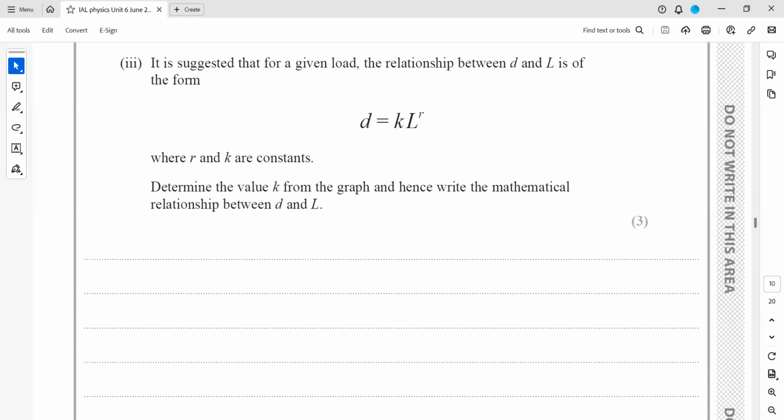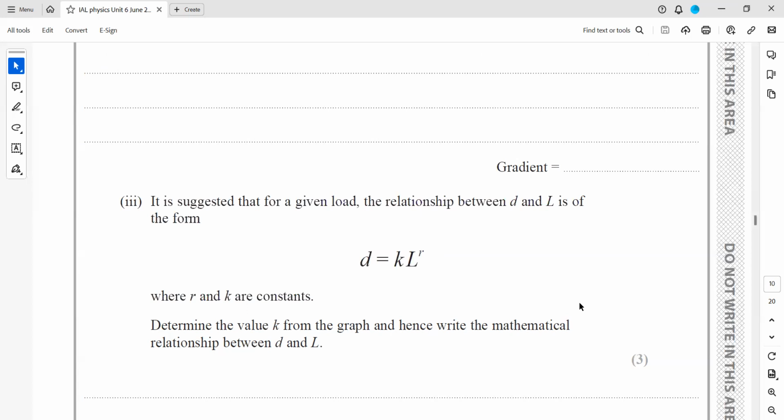So when they said mathematical relation between L and D, it means you have to just rearrange this equation. So this was question 3.